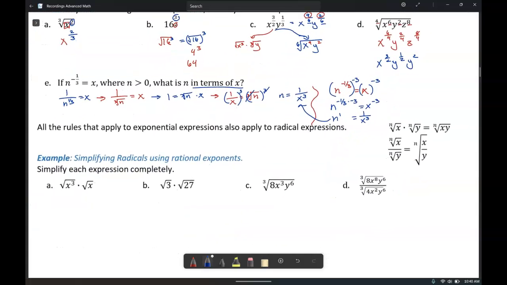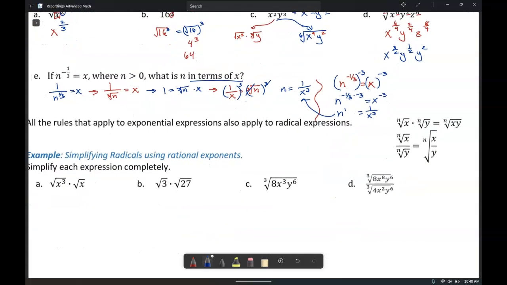And last thing here is to know and understand that pretty much all the rules that apply to exponential expressions also apply to radicals, because we are looking at two sides of the same coin with fractional exponents. The thing we want to pay attention to when we're trying to multiply and divide radicals is that the indexes are the same. As long as the indexes are the same, we can either multiply or divide the radicands as necessary.